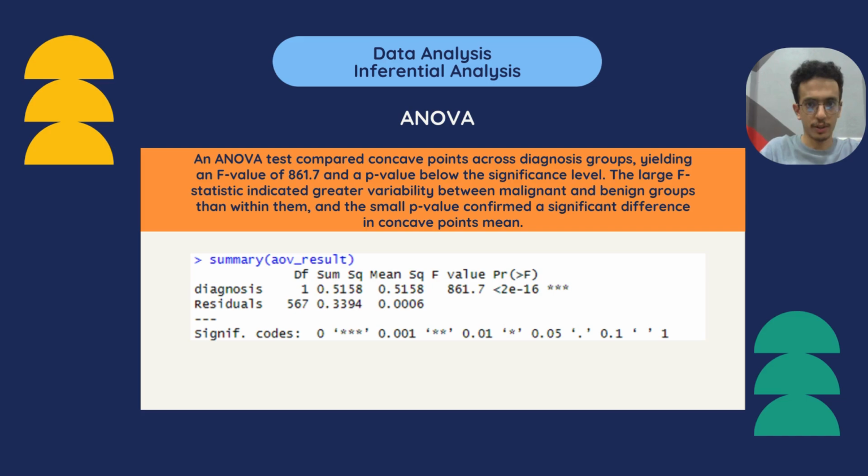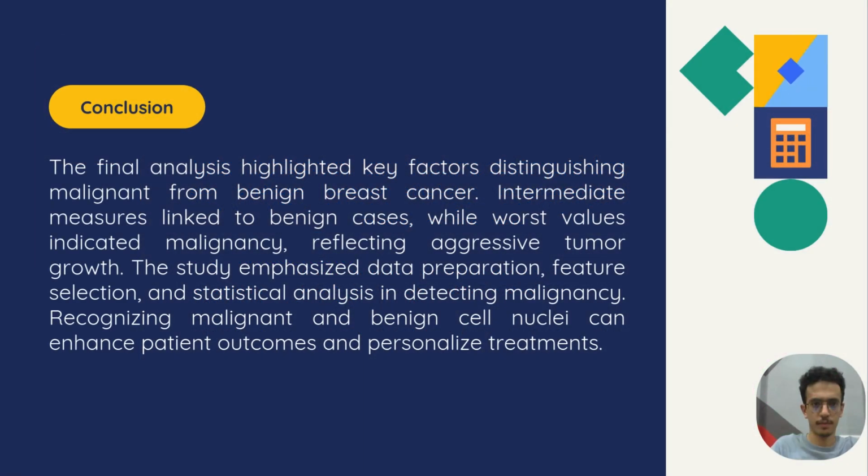concave points across diagnosis groups, yielding an F-value of 861.7 and a p-value below the significance level. The large F statistic indicates greater variability between malignant and benign groups than within them, and the small p-value confirmed the significant difference in concave points mean.